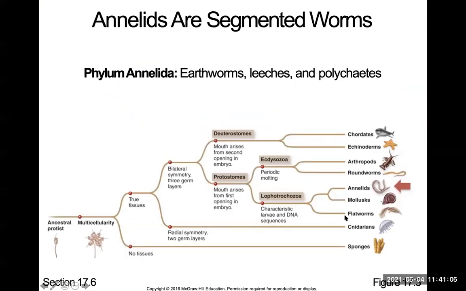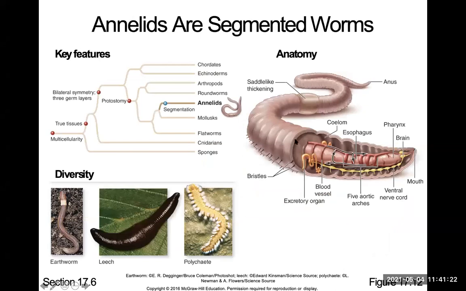Okay, so next we have, so we went over flatworms and then mollusks. In this group, we have one more, that's annelids. Annelids include earthworms, leeches, and polychaetes. So earthworms, they are segmented. So this group is segmented. So annelids are segmented worms. And then they have bilateral symmetry.